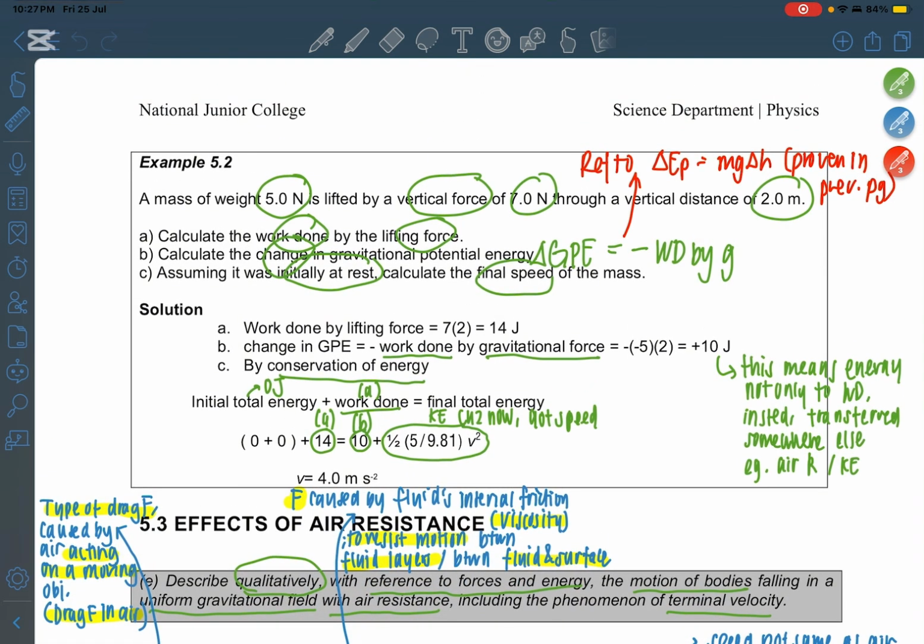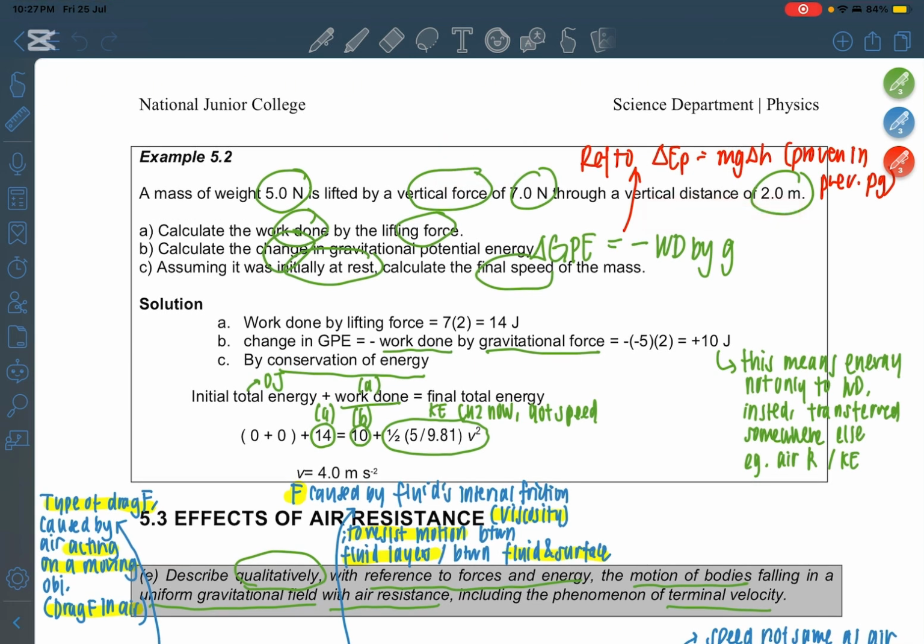Okay, so this is really simple because there's only one example illustrating this. Imagine you have this weight, and it's lifted by a vertical external force of 7 newtons through a vertical distance of 2 meters. This means there's work done, because the force is in the same direction as the displacement. They ask for the work done by the lifting force. The lifting force is 7 and the distance it travels is 2, so you just multiply that and get this. Then what about the change in GPE? Remember that the change in GPE is just the negative work done by the gravitational force.